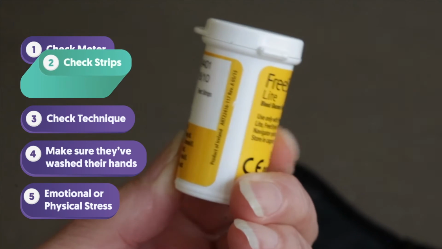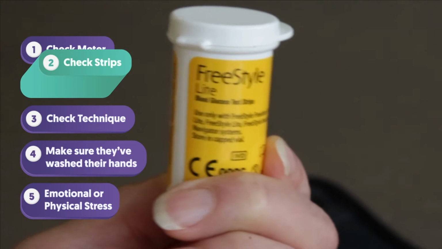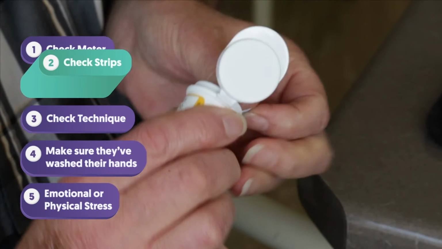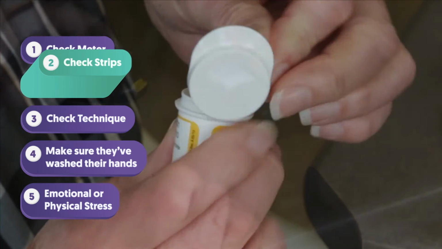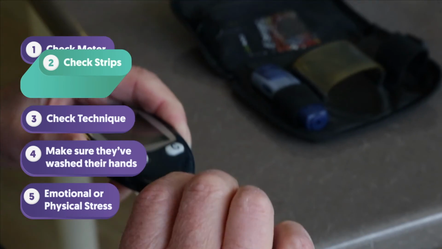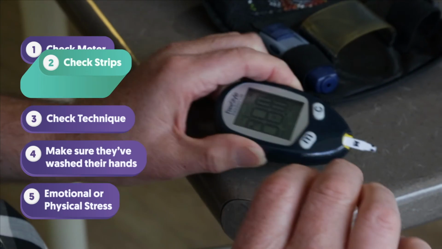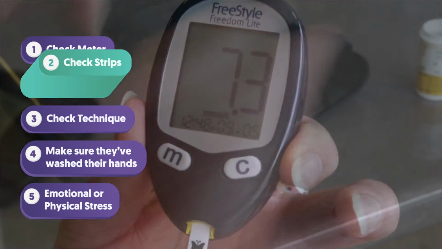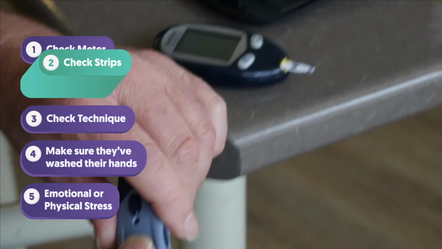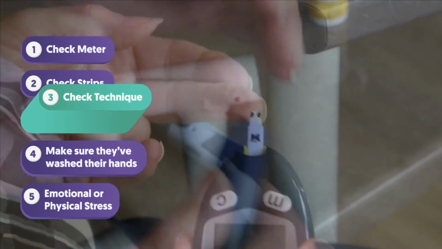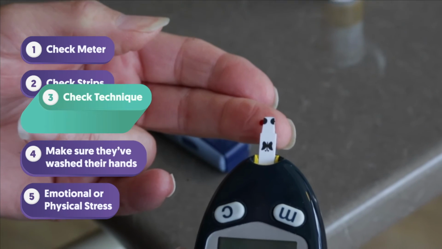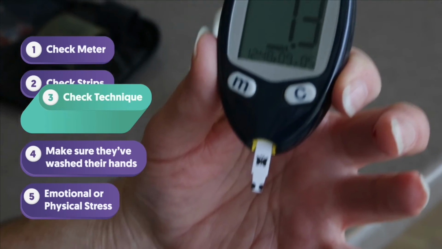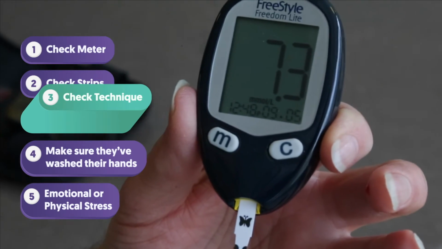Are they still in date and are they the correct ones for the machine? Strips that have expired or been stored incorrectly may not measure blood glucose levels accurately. Test strips are not usually interchangeable between machines. Incorrect strips may provide an error message or an inaccurate reading. Check their technique. Are they getting enough blood on the strip and is it in the machine correctly? If this is not the case, the machine may not be able to accurately test the glucose levels.